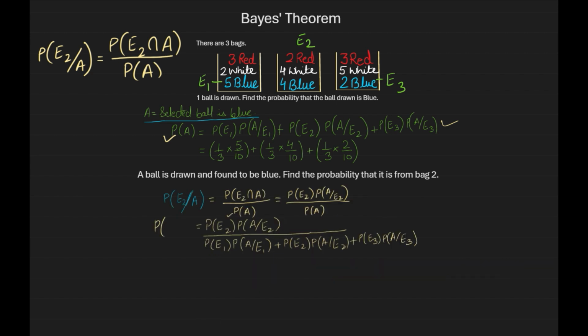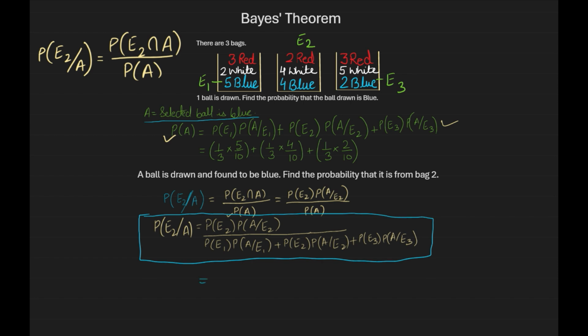Now for the probability of E2 given A, we get this formula. This is nothing but the Bayes theorem. That is the probability when an event has already happened, which here is that the ball is drawn and found to be blue, and we have to find the probability that it is from bag 2. So we use this formula. Now we just plug in the values.